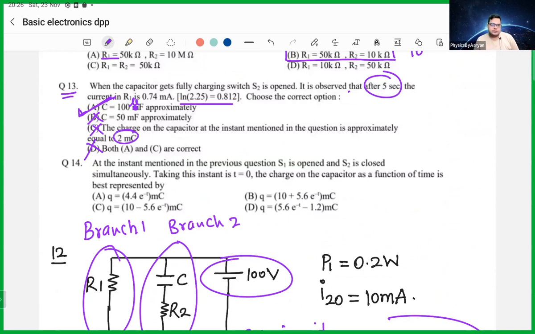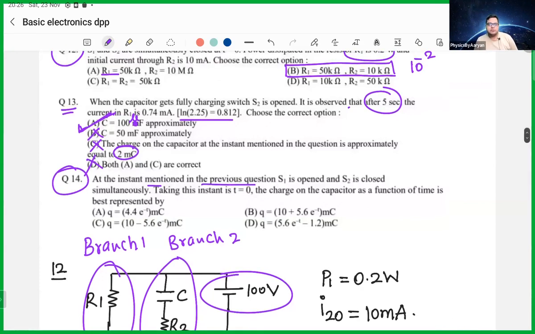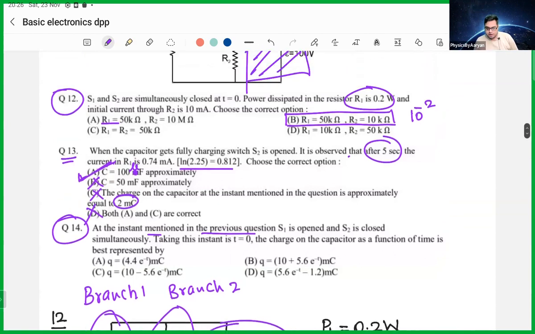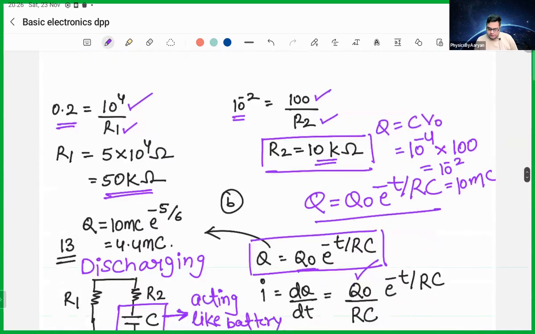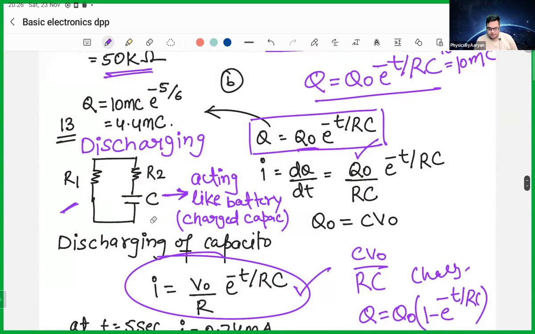The next problem is very interesting. The most interesting problem, which is why we did all these questions, is question number 40. This says that at the instant mentioned in the previous question, which instant was that? Time equals 5 seconds. 5 seconds basically means you were only dealing with this circuit, and for 5 seconds you let your capacitor discharge. You let the capacitor discharge for 5 seconds.